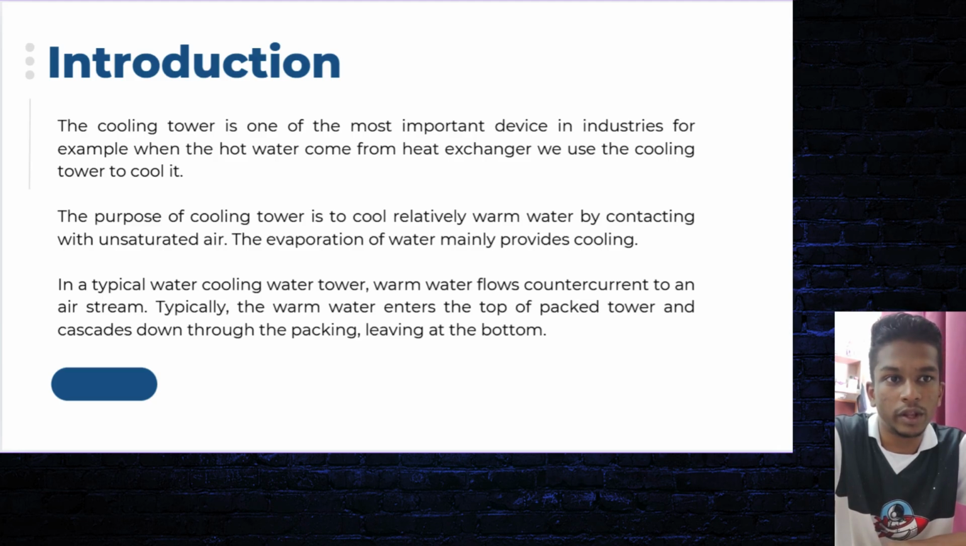For example, when the hot water comes from a heat exchanger, we use the cooling tower to cool it. The purpose of a cooling tower is to cool relatively warm water by contacting it with unsaturated air. The evaporation of water mainly provides cooling. In a typical water cooling tower, warm water flows countercurrent to an air stream. Typically, the warm water enters the top of the packed tower and cascades down through the packing, leaving at the bottom.